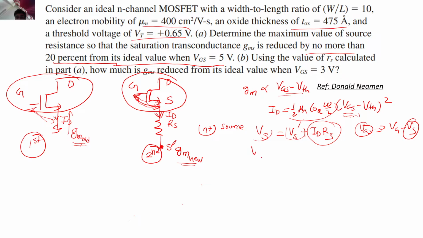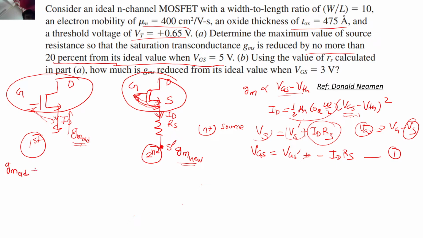So what will be the VGS? VGS will be nothing but VGS dash minus IDRS, right? So let me denote this as equation number 1 over here. Now coming to how we are going to solve this question, first let's go with a very fundamental.